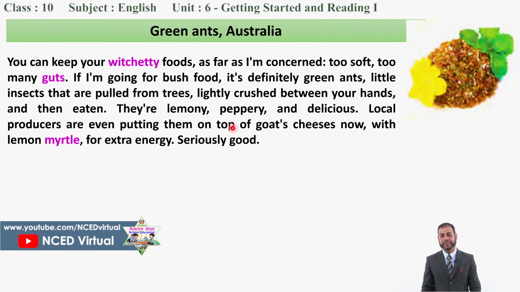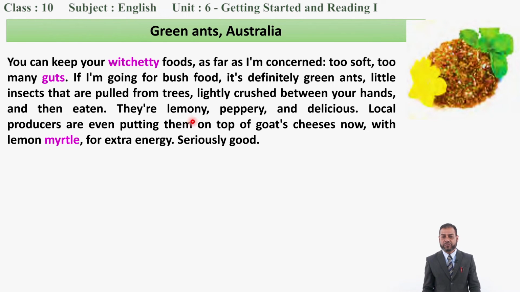They are lemony, peppery. See, lemony, it is from the word lemon, sour. Peppery, it is a kind of spice that gives a hot type of taste, and delicious. And see, local producers are even putting them on top of goat's cheeses now, with lemon myrtle for extra energy, and this is used for extra energy for our body. And if you taste it, it is seriously good. So this is very new. And sometimes if you get a chance to visit Australia, don't forget to taste it. But if you don't like it, okay, it's not compulsory to you, okay?